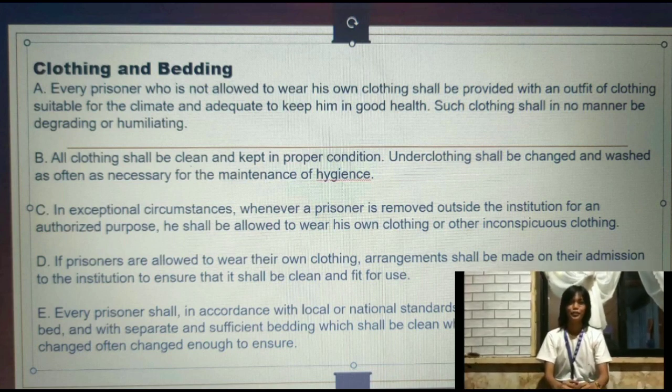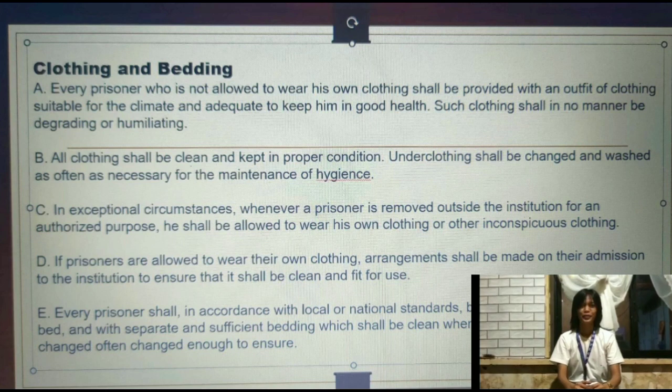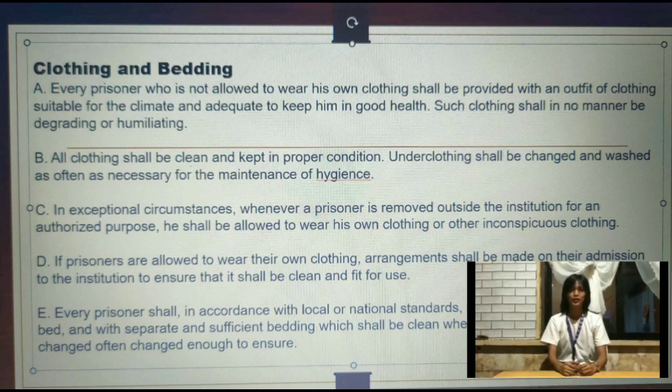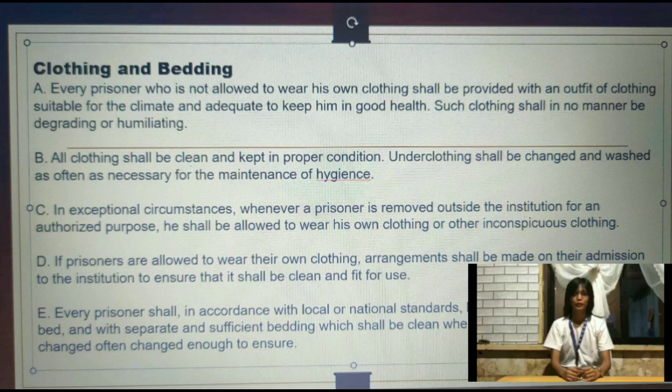B. All clothing shall be clean and kept in proper condition, and shall be changed and washed as often as necessary for the maintenance of hygiene. All clothing, owned or provided, should be kept clean and in proper condition. So, meaning, prisoners should be mindful of their clothing. It is strongly advised that their undergarments should be washed as frequently as necessary. Of course, even in prison, hygiene should not be taken for granted. Who wants to smell bad and look dirty anyway?